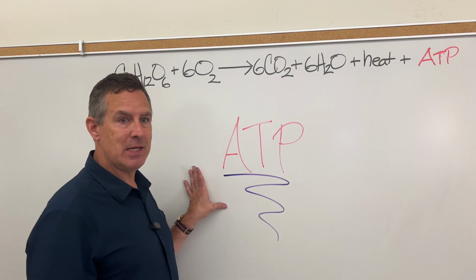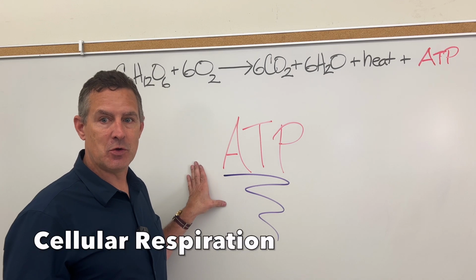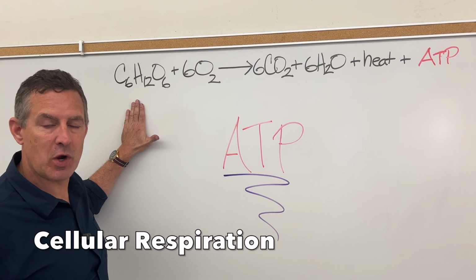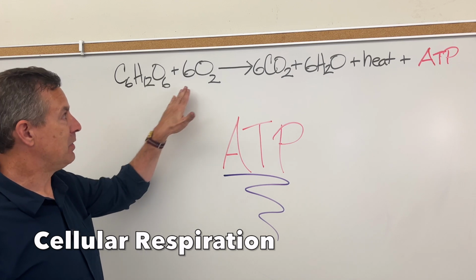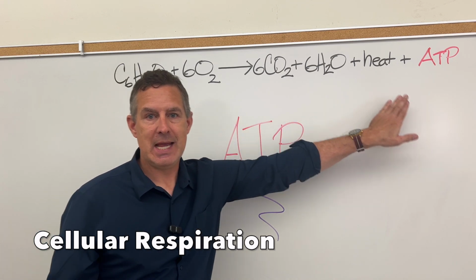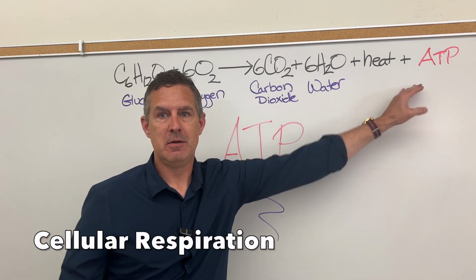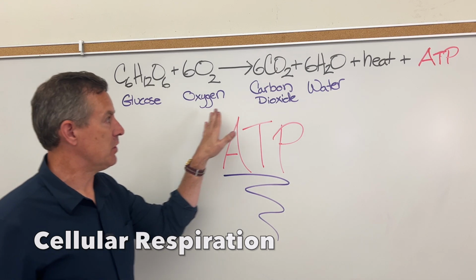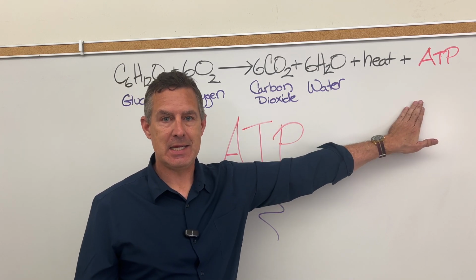To make ATP, our body utilizes what we refer to as cellular respiration. This equation right up here is the equation for cellular respiration. Cellular respiration is glucose plus oxygen gives us carbon dioxide, water, heat, and ATP. Cellular respiration produces ATP via glucose and oxygen reacting to each other, creating carbon dioxide, water, heat, and ATP.